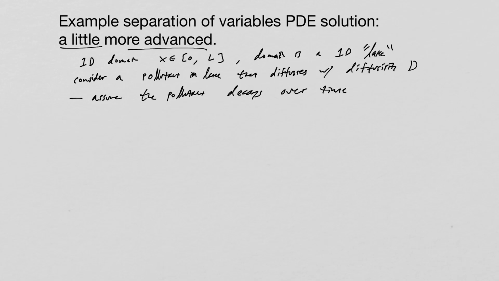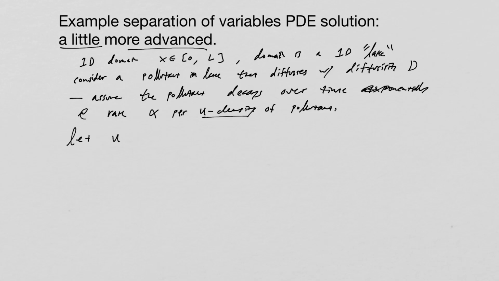It decays over time exponentially at a rate alpha per density of material of the pollutant. So what do I mean by a U density? We're going to let U of x comma t be that density.